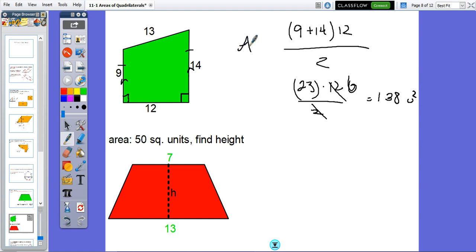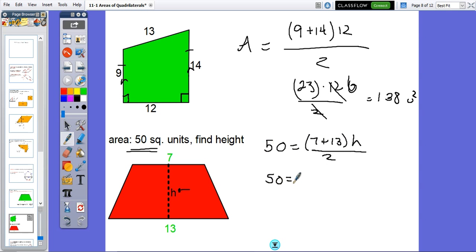Now, area equals our formula. So what if they give us the area, and we're looking for part of our formula, like this h? Well, we'll set it up as we're looking for the height. So we've got area equals base 1 plus base 2 times our height divided by 2. So a lot of people want to multiply by 2. You can do it that way. I'm going to do it a different way. I always like to simplify first.